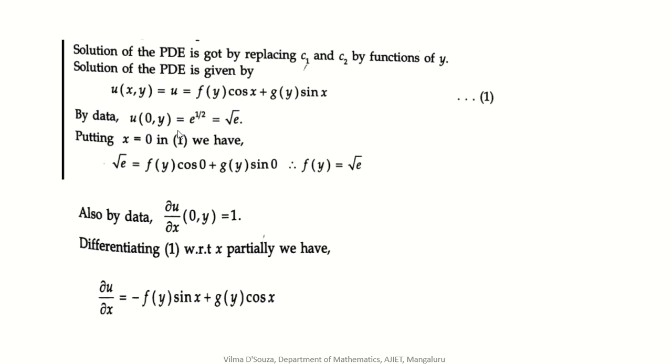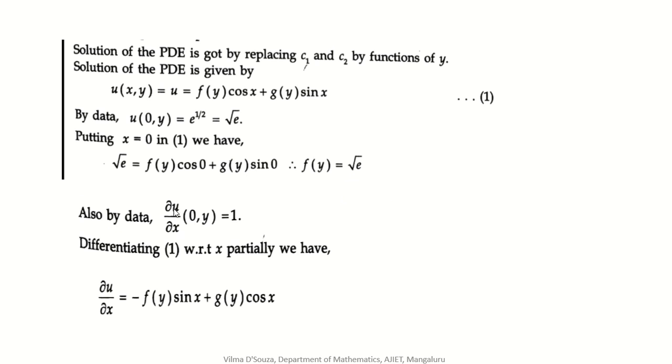Given is u(0, y) = e^(1/2). So put x equal to 0: u(0, y), that is root e, is equal to, when x is 0, f(y) cos 0 + g(y) sin 0. Sin 0 is 0, so this entire term becomes 0. You are left with only f(y). So f(y) = root e. Okay. Consider the next condition.